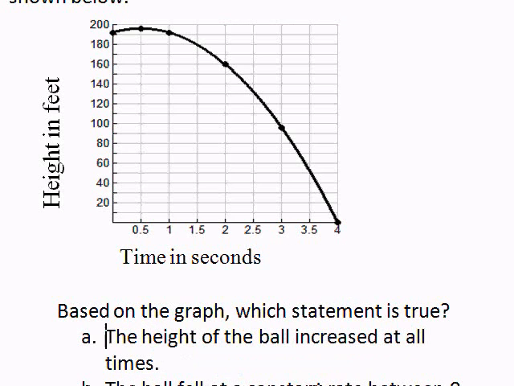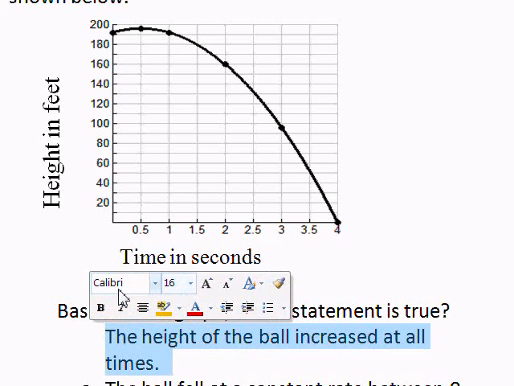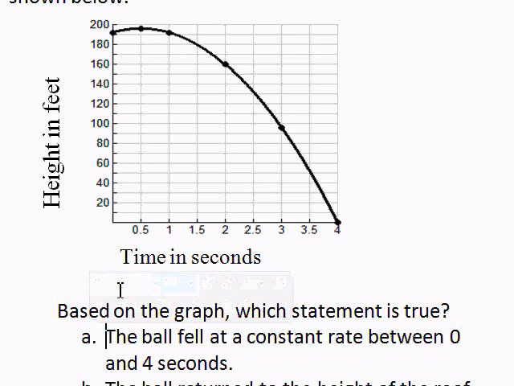If you saw the second one instead, the height of the ball increases at all times. Notice the height's not increasing at all times, so that second choice would not work. Again, A was the correct answer. The ball fell at a constant rate between 0 and 4 seconds. If we look at 4 seconds here, you'll notice the ball's not falling at a constant rate. It actually looks like it's falling faster and faster.